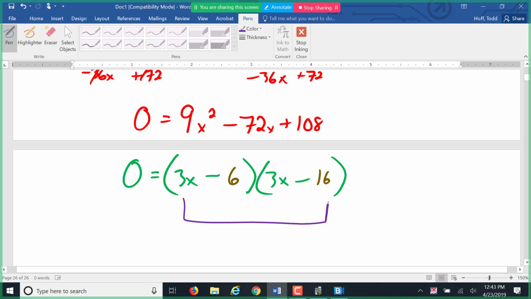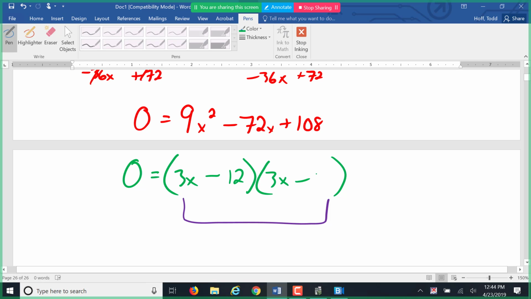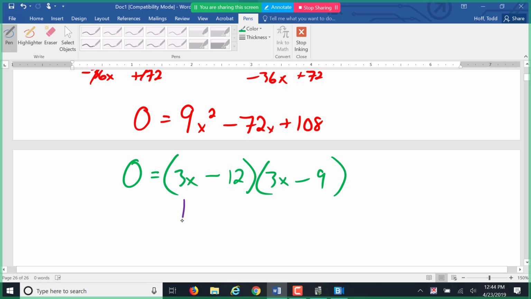So on the outside, 3x times negative 16. 6 times 16 doesn't give us the... Should be 12 and 8 weren't the right numbers. It would be 12 times 9 to get 108. So I got to make sure I get my things multiplying up correctly. Let's try that, see if that worked.